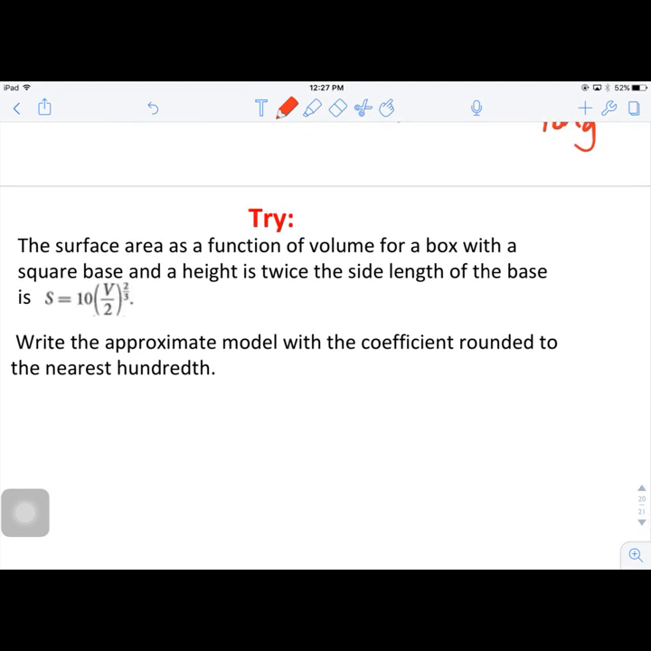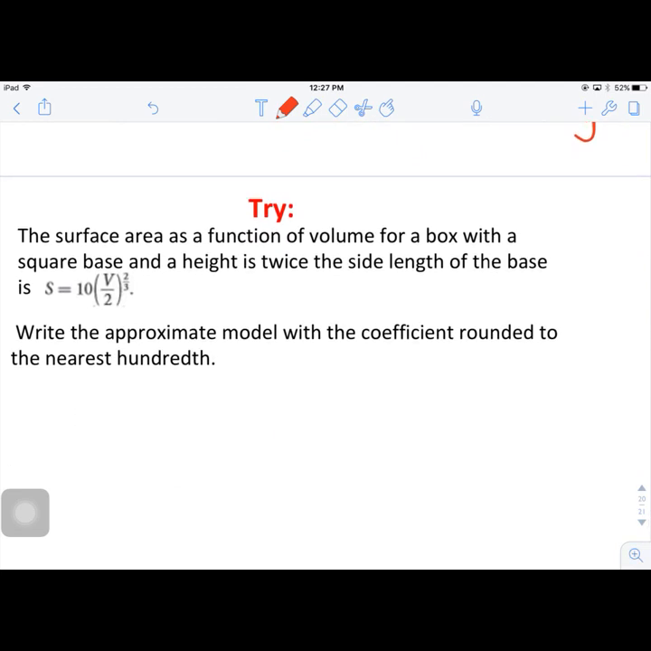And now you need to pause this video and try this next problem before you actually look at the answer. Okay, now that you have had a chance to try the problem, we're going to solve it to see if you got it right.